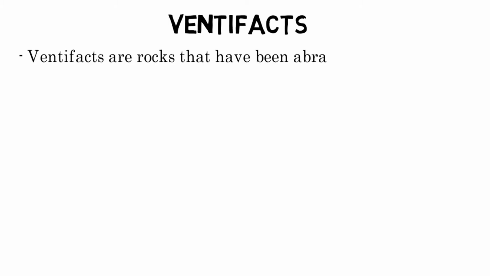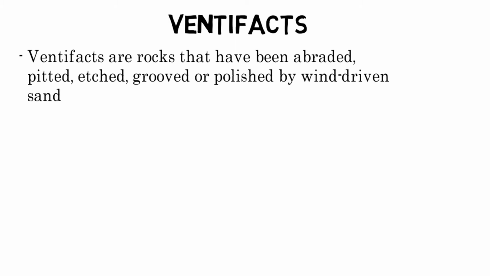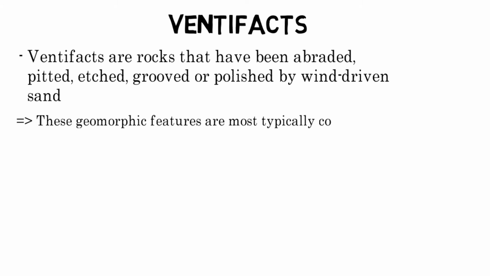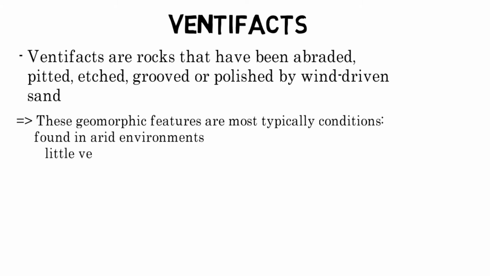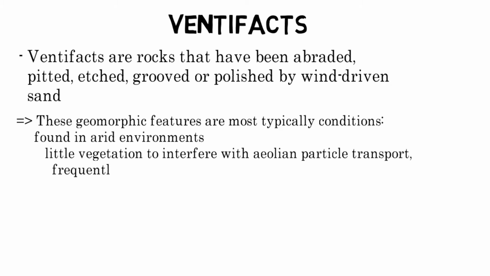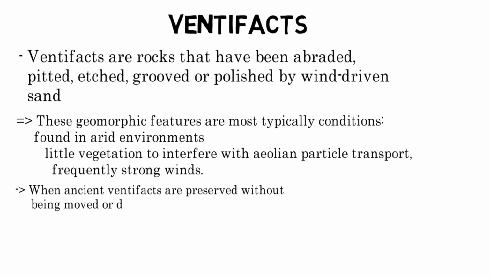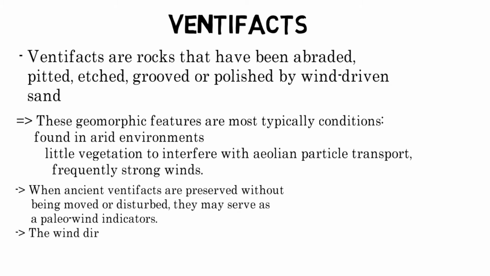Ventifacts. Ventifacts are rocks that have been abraded, pitted, etched, grooved or polished by wind-driven sand. These geomorphic features are most typically found under these conditions: 1. Found in arid environments. 2. Little vegetation to interfere with aeolian particle transport, and frequently strong winds. When ancient ventifacts are preserved without being moved or disturbed, they may serve as paleo wind indicators. The wind direction at the time the ventifact formed will be parallel to grooves or striations cut in the rock.